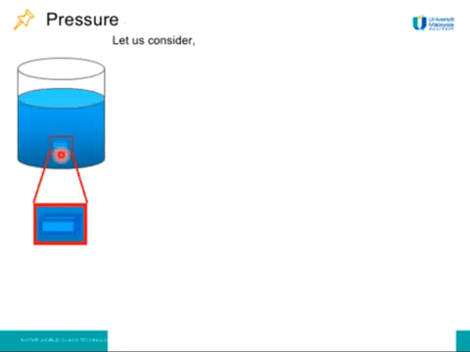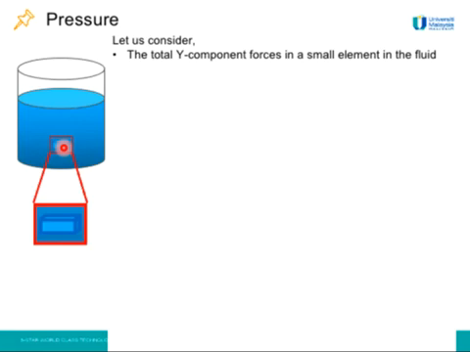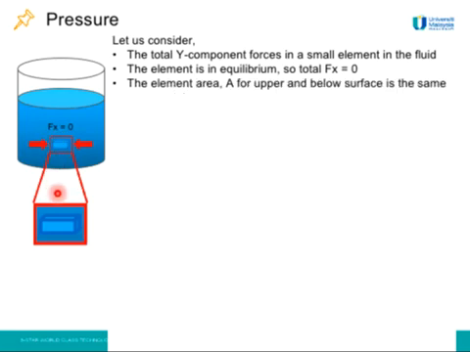So now let us consider the total y component forces in a small element in the fluid. Since the element is in equilibrium, the total force is equal to 0. We can consider that the area for the upper and the below surface of the element is the same. Just like we learned in the previous slide, force equals pressure times area. As the element is in equilibrium, the total force upward equals the total force downward.